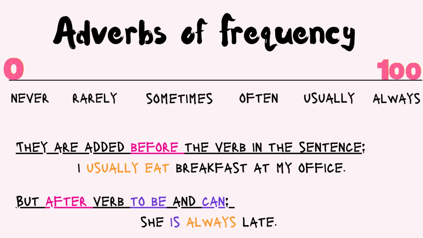They are added before the verb in the sentence. For example, I usually eat breakfast at my office, but after verb to be and can. For example, she is always late.